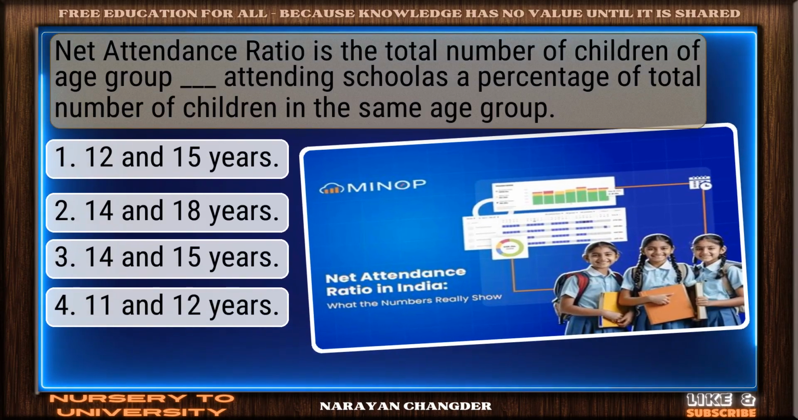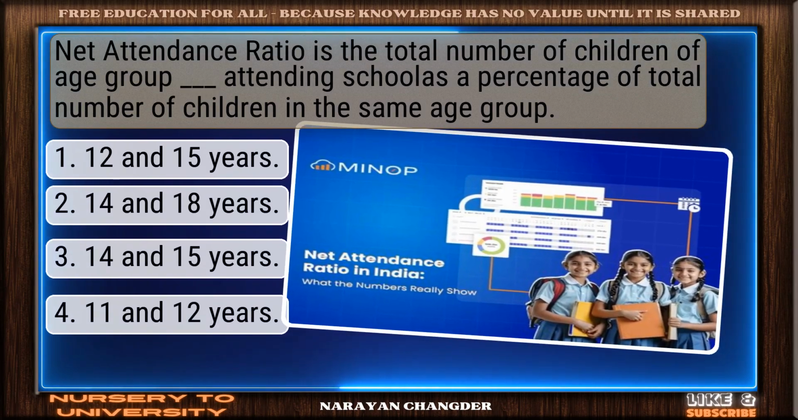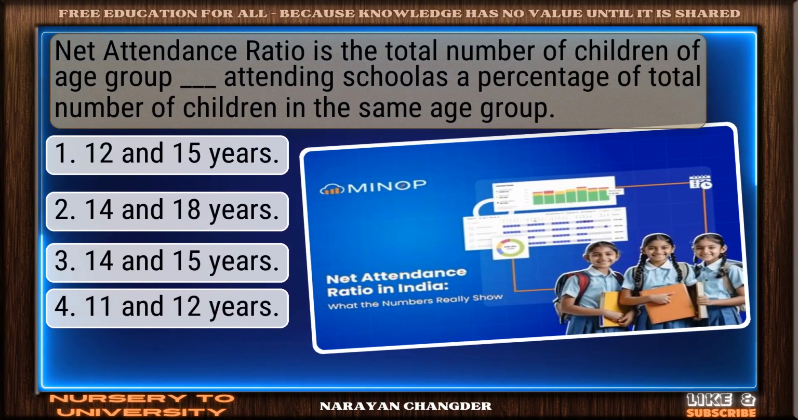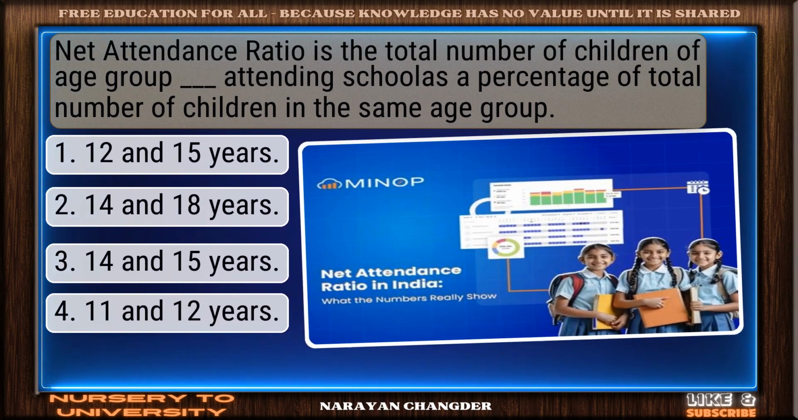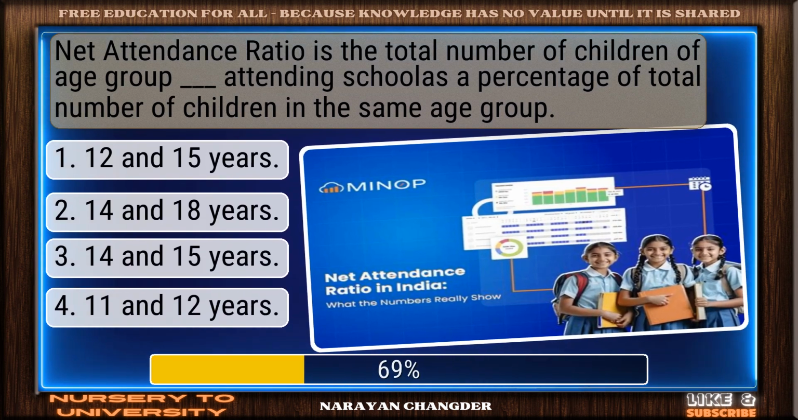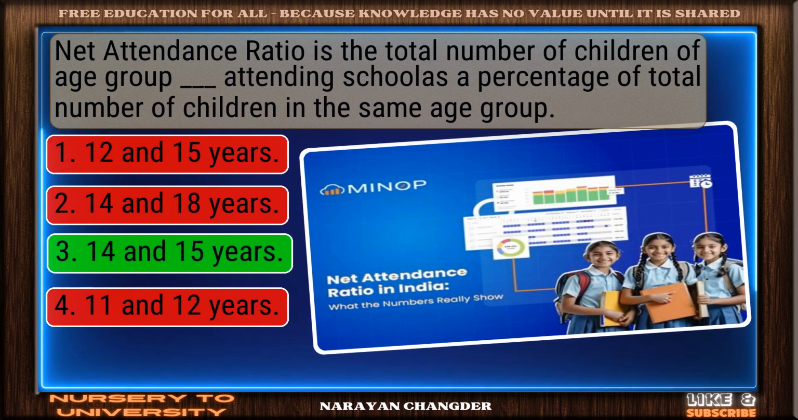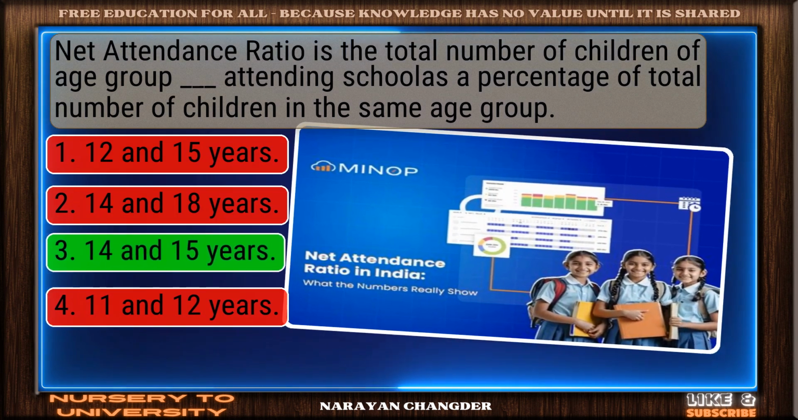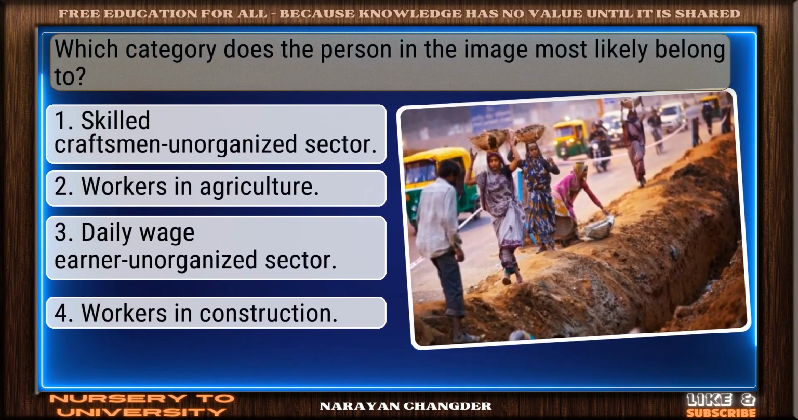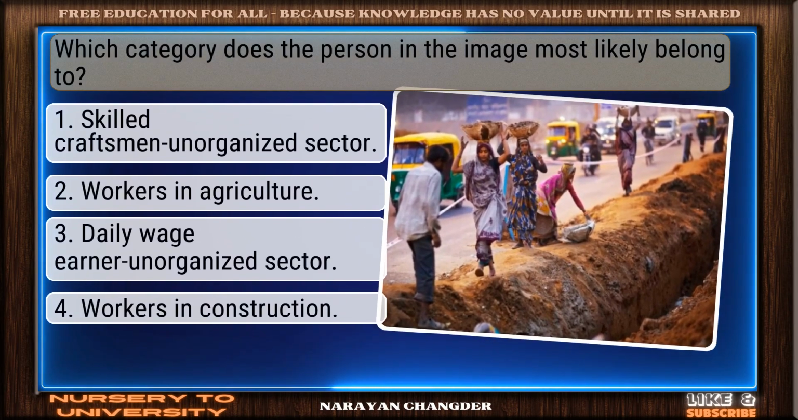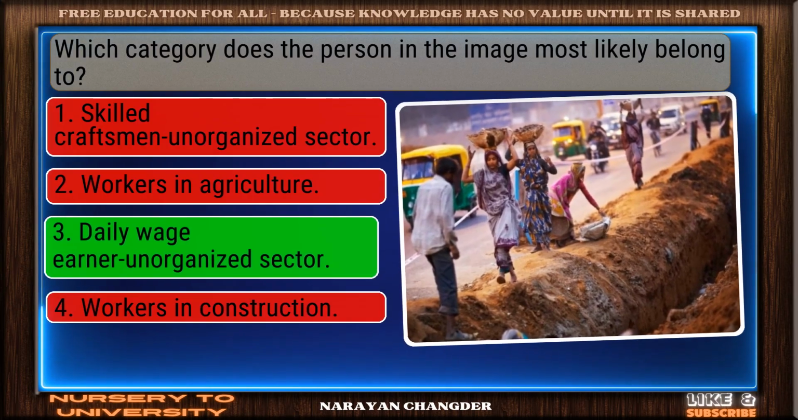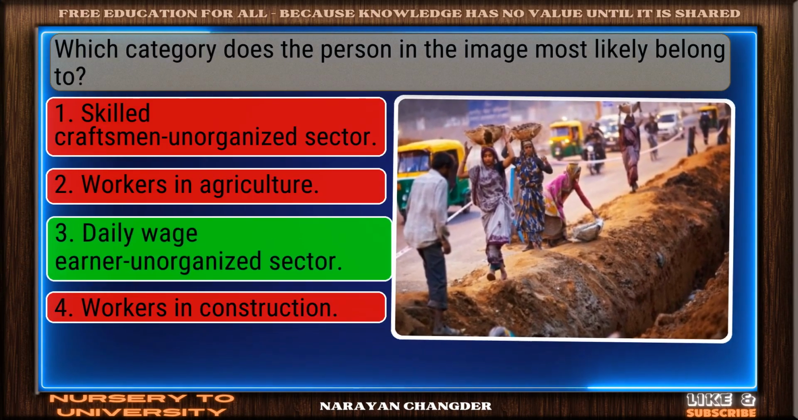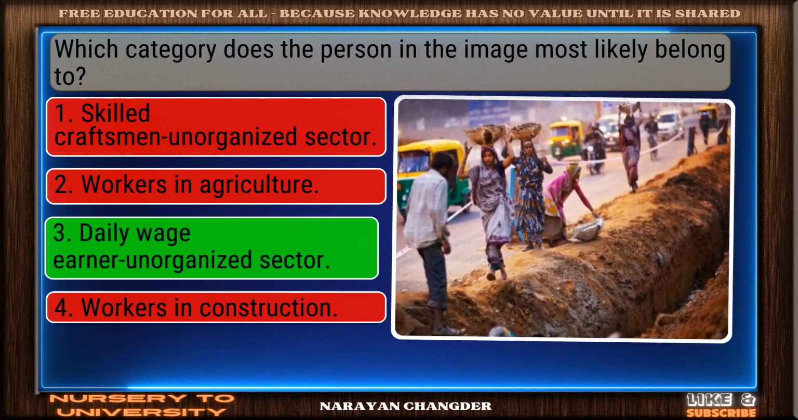Net attendance ratio is the total number of children of age group dash attending school as a percentage of total number of children in the same age group. Solid response. 14 and 15 years is valid. Which category does the person in the image most likely belong to? Excellent choice. Daily wage earner, unorganized sector is right.